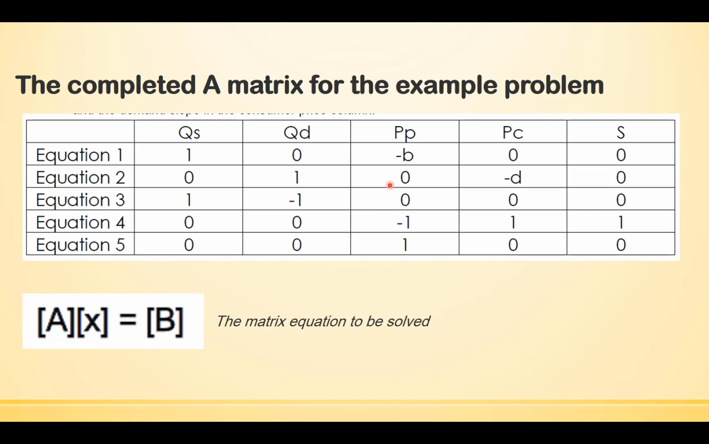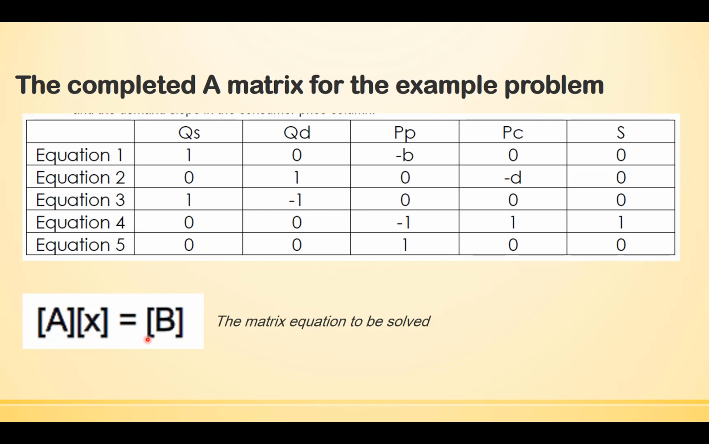Okay, the completed A matrix for this problem in table form looks like this. Remember, we have moved all the endogenous variables to the left-hand side, so that's why the B coefficient and the D coefficient now have negative signs, because they had to be moved from the right-hand side of an equation to the left-hand side of an equation. And we could read these equations off directly to some degree, right? So this is saying 1 times the quantity supplied minus B times the producer price, and then it's going to be equal to something, right?